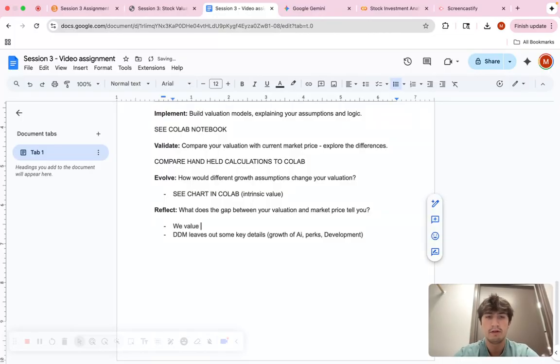we value it at 57.25 and it's going for 380. So this is a huge gap. Like, it is a $330 difference or $320 difference. So what it is saying about the DDM is that it leaves out some key details.